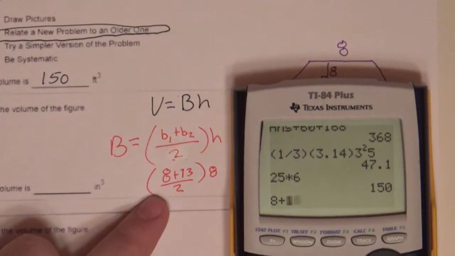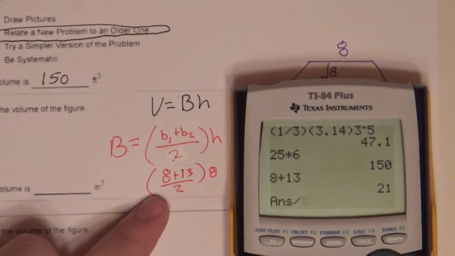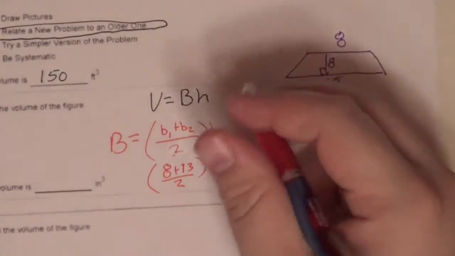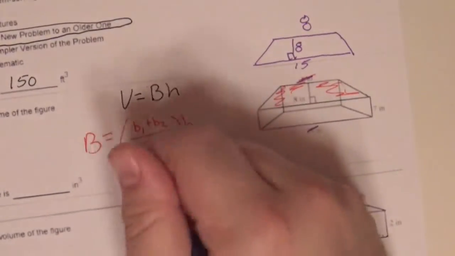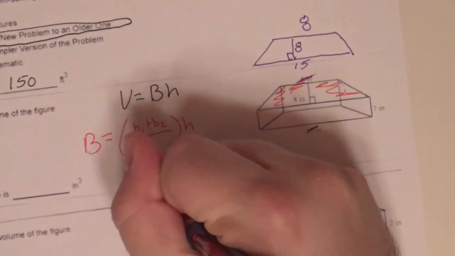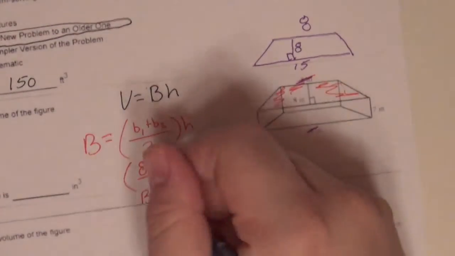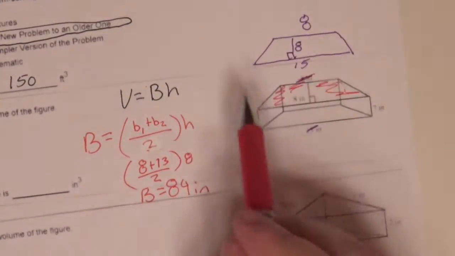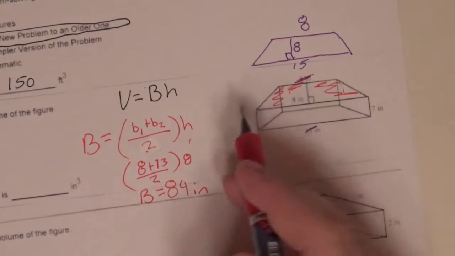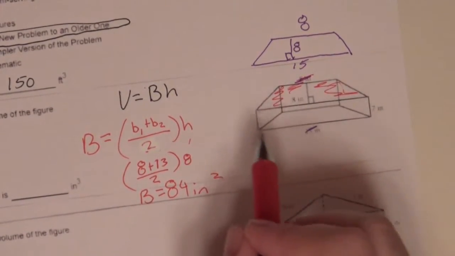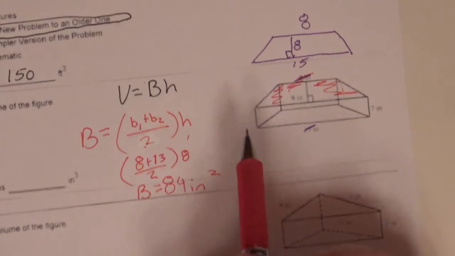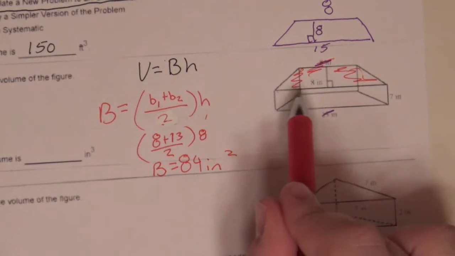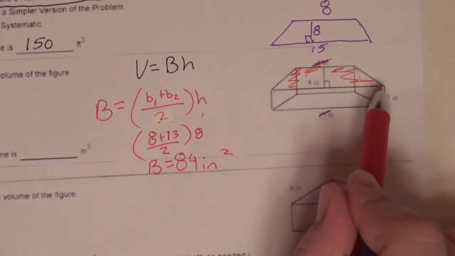Alright, 8 plus 13, divide by 2, multiply that by 8, and we find out that B is equal to 84. 84 what? Well, our units happen to be inches, and since we were finding area of that base, it's inches squared. Now, are we done? No, we're not, because this found the area of just this one side, just this base.